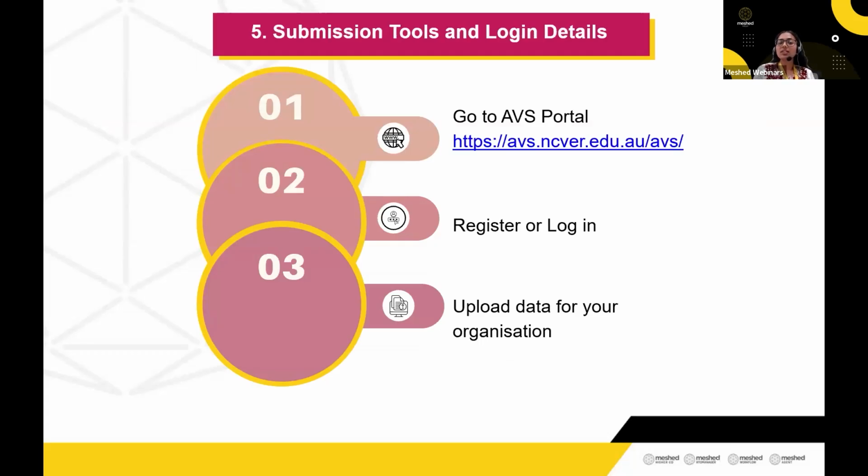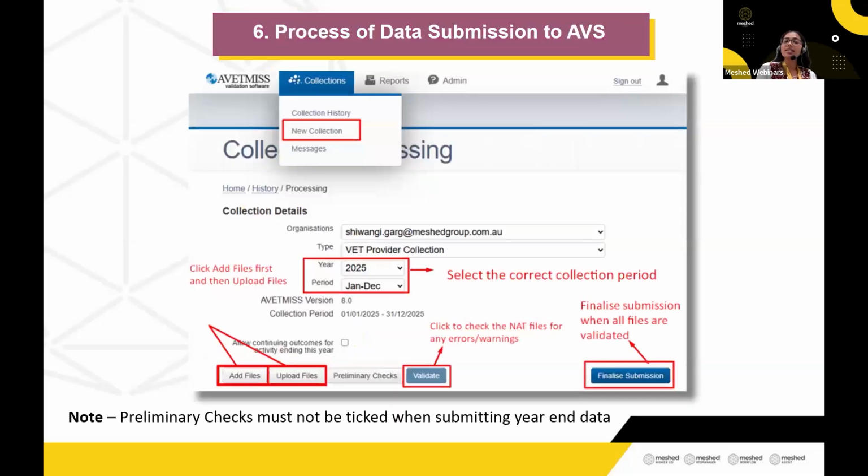If you are a training organization that has reported data previously, you may already have access to the AVS portal. But if you are a first-time RTO producing the AVETMISS report, then you may have to register. So you follow this link and go on to the AVS portal, where you will be prompted either to register or log in, and where you can finally upload and submit the data for your RTO. In the next slide, we have a screenshot explaining how the screen and the process for uploading the data looks.